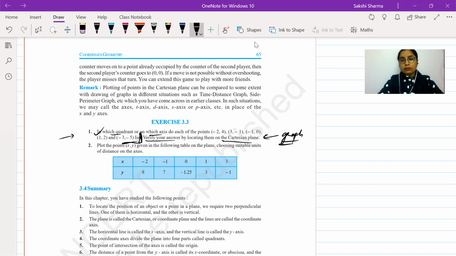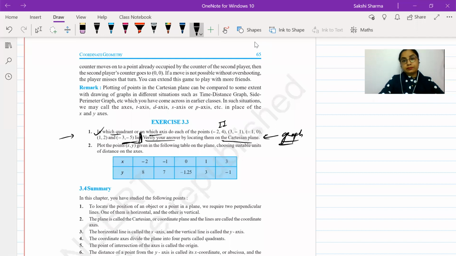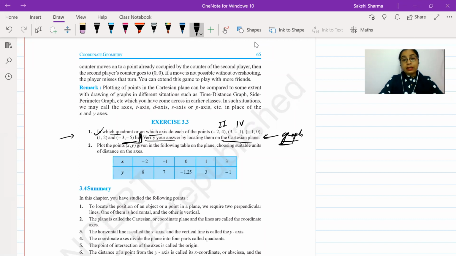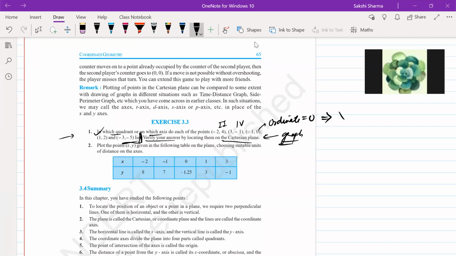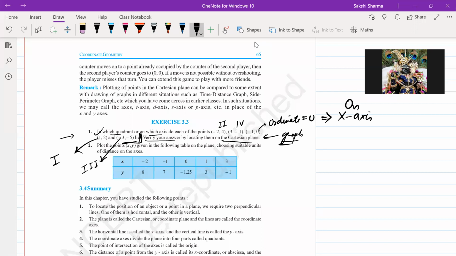Try to identify just by looking at the values whether or not they are positive or negative. So first value has abscissa negative, ordinate is positive. Where does it lie? Second quadrant. Abscissa positive, ordinate negative. Fourth quadrant. Third one, sorry, -1, 0. So its ordinate is 0. This will be on x-axis. Then 1, 2. First quadrant. The last one, both are negative. Third quadrant. And then we plot these.